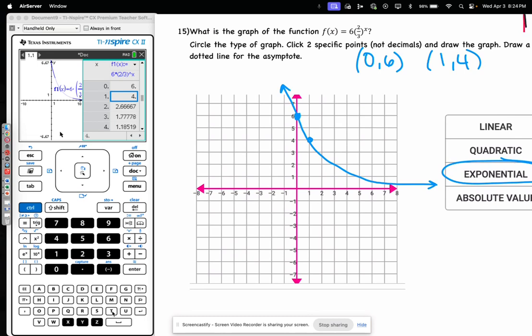Now it says click 2 specific points, not decimals, draw the graph. Draw a dotted line for the asymptote. So our asymptote is always, always y equals 0. So you're going to have to do that in the computer.